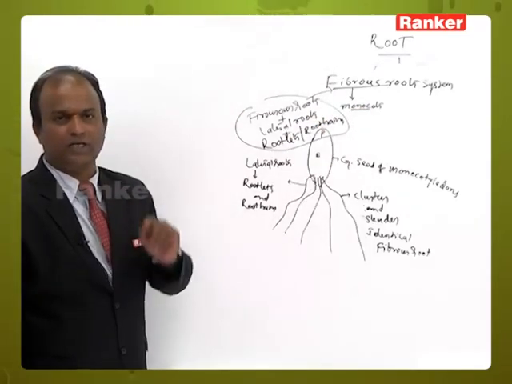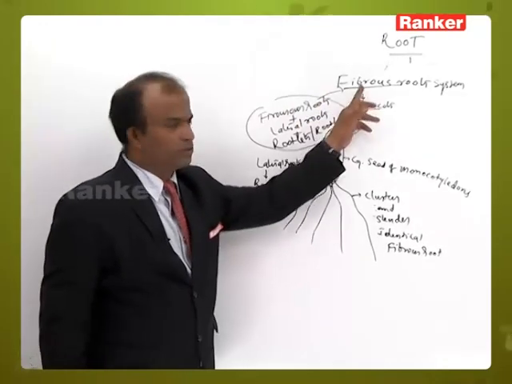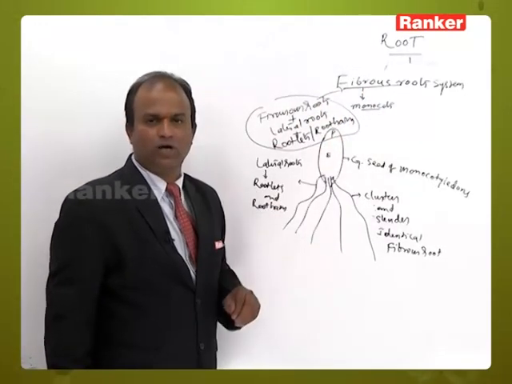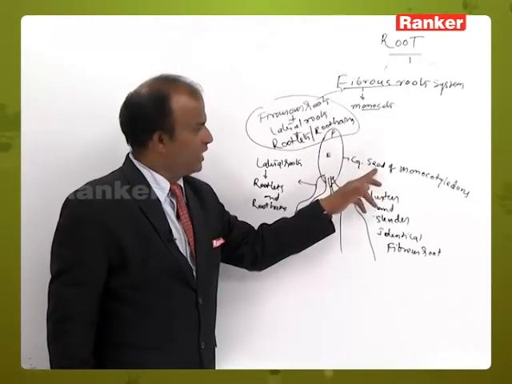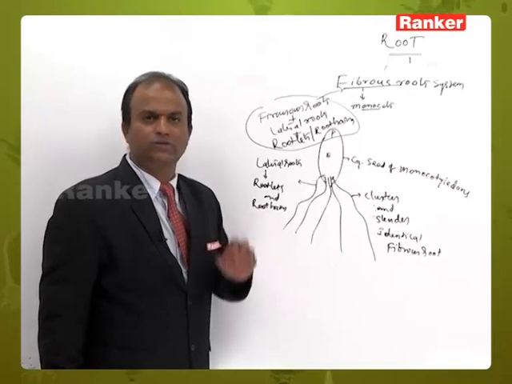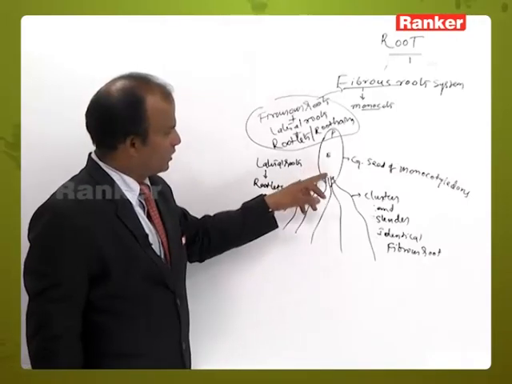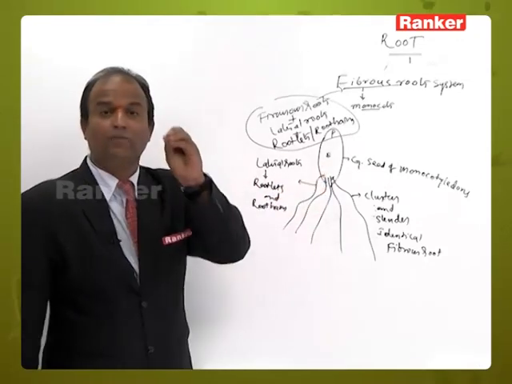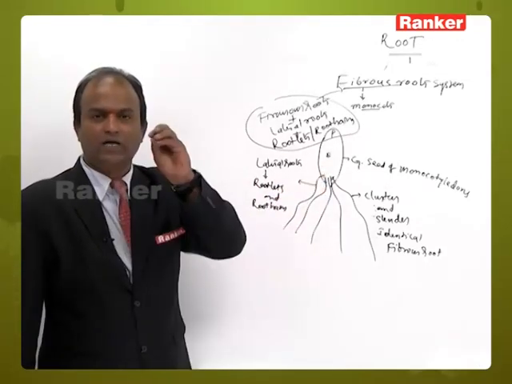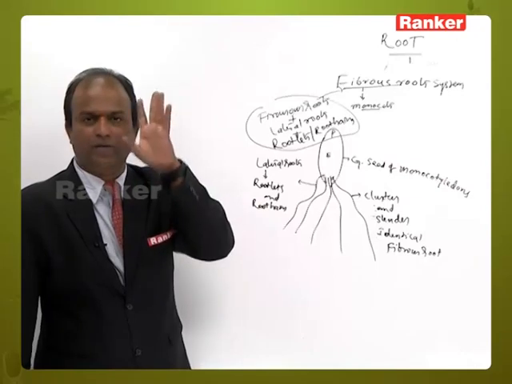Once again I am explaining, listen carefully. Fibrous root system is present in monocots. You think of the germinating seed of monocotyledons. From this it shows radical and plumule. From the radical, initially the primary root is developing. That primary root is ephemeral.